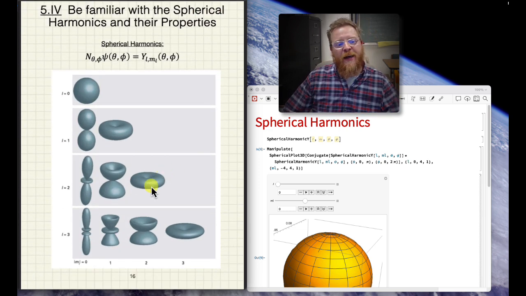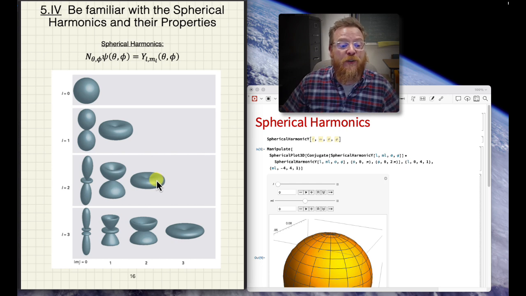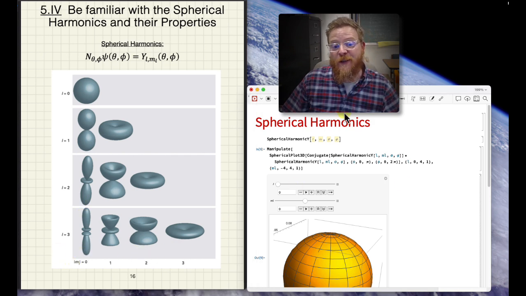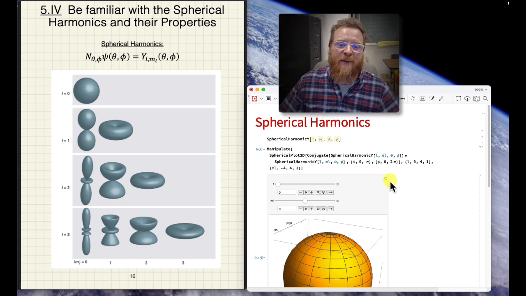Well, the book provides some graphs of what these solutions look like. We've got L down in the rows and ml in the columns. But of course, because Mathematica has these built in, we can take a more intuitive look at these.